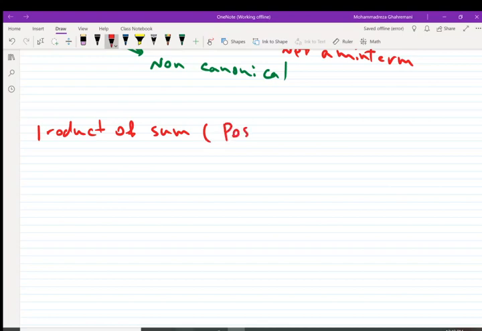Okay, so let's move to the next part, which is product of sum, or POS form. The POS, or product of sum, can also be called product of maxterms.